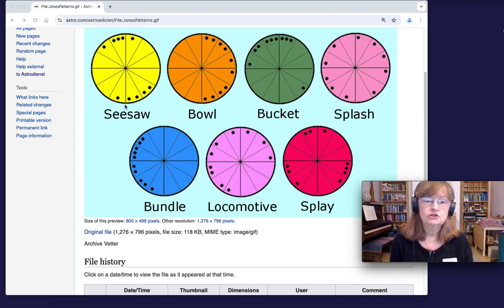So starting top left, we've got the seesaw, so you've got 5 planets against 5. It could easily, with the seesaw, be 2 to 8 or 4 to 6, but basically what you've got is planets evenly on either side of the circle. The interpretation for somebody with a seesaw chart is that they like to swing between 2 different parts of their life, depending on which houses the 2 sides of the seesaw are in.